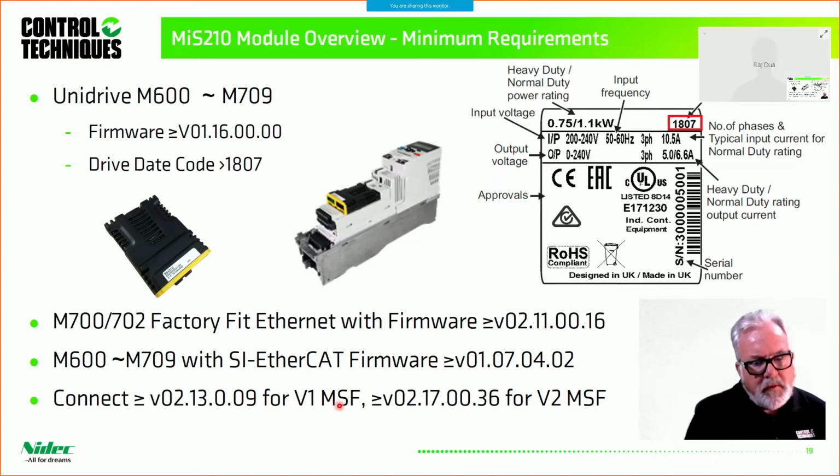Now, version 1 machine safety, there's actually two versions of this module. V1 is the initial release of the module, but anything you're getting now is going to be version 2. So to use Connect software with a new module, Connect software needs to be at least at 2.17.0036. So there are two different firmware versions of this module, version 1 and version 2. Anything going forward will be the newer version.